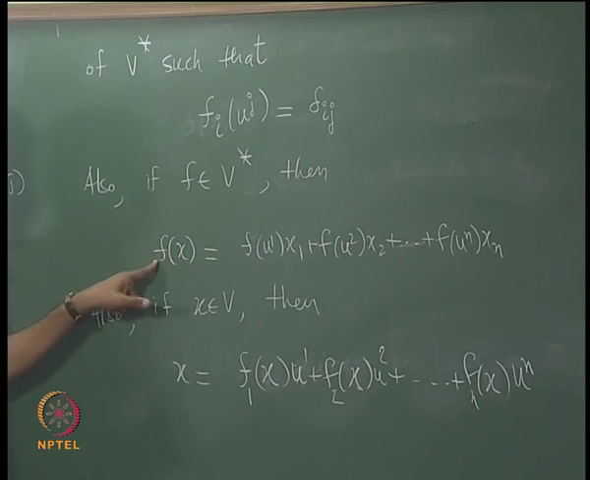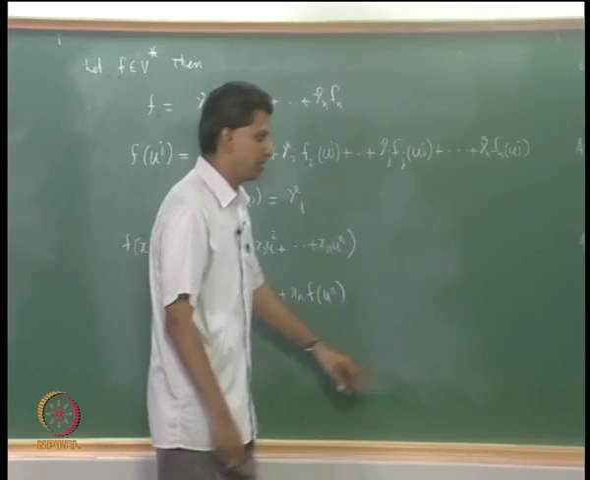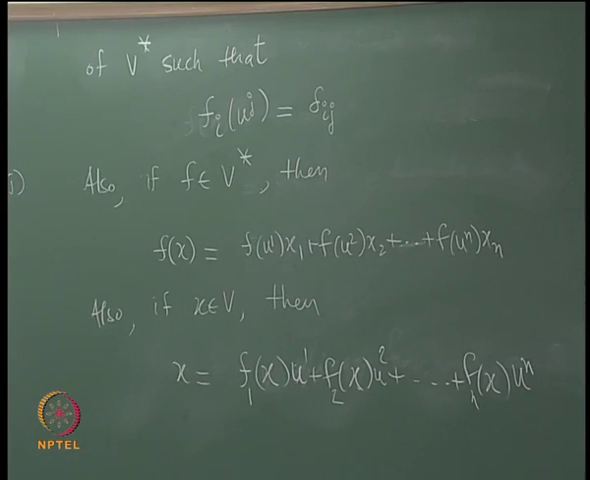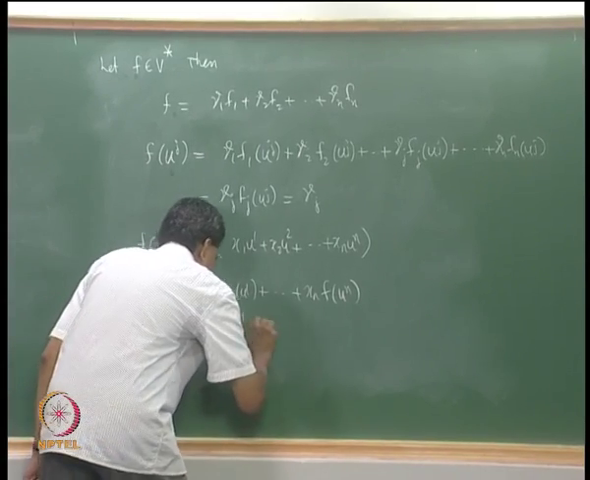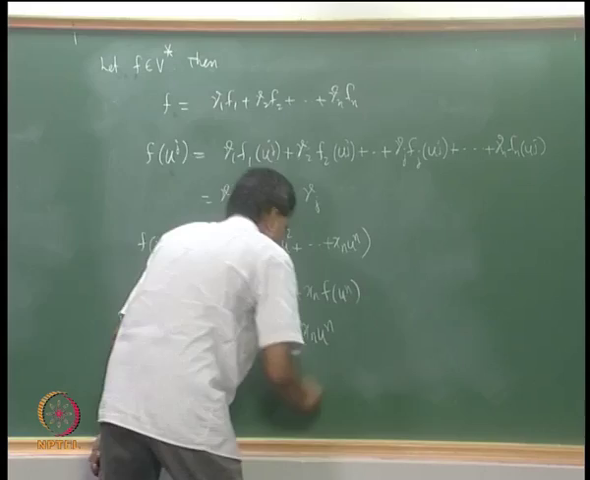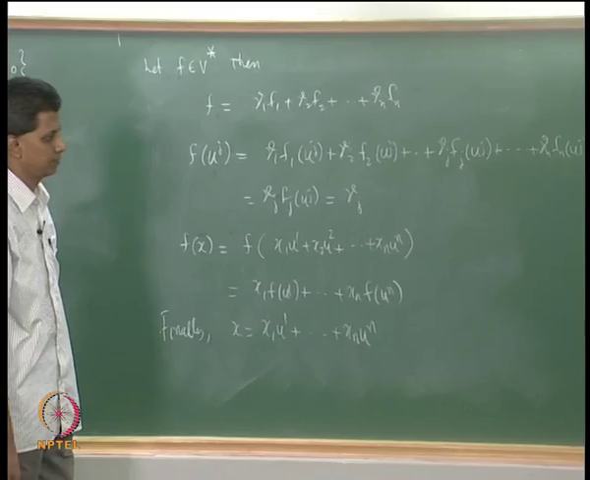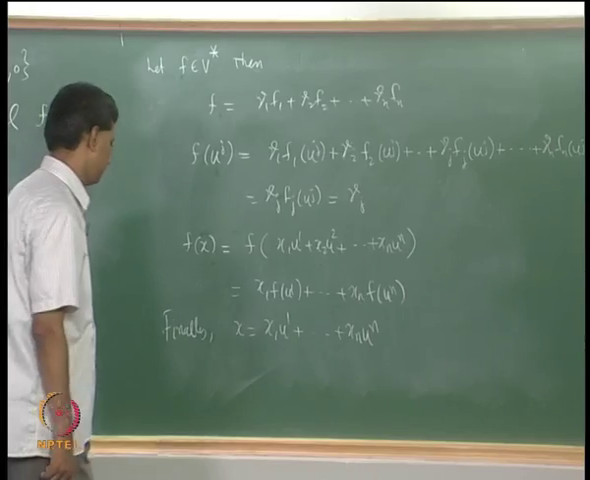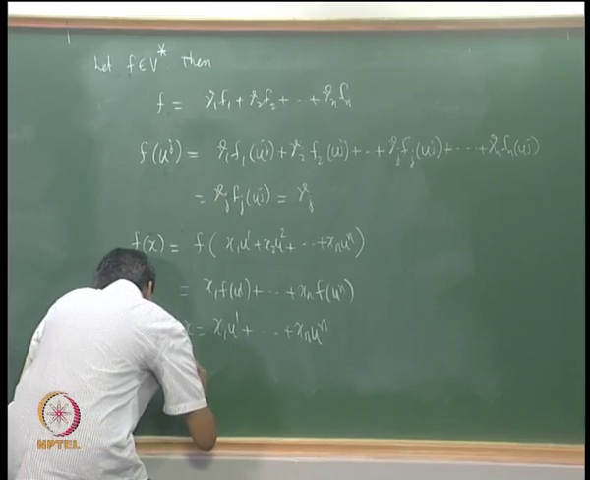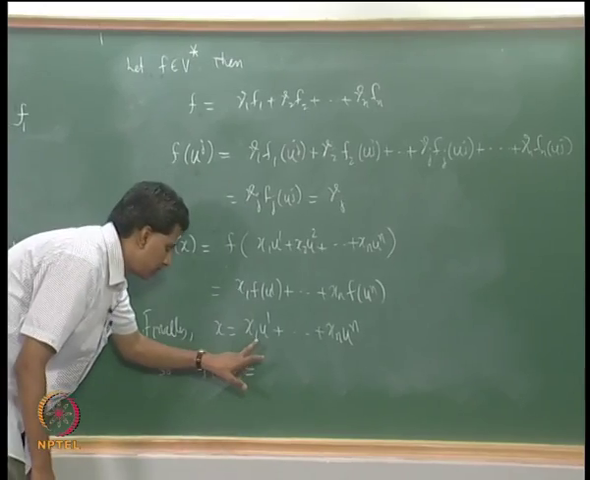That is, if I want to know the action of f, f is any linear functional, on x, then it is enough if I know the action of f on the basis vectors. What I must know, of course, is the representation of x in terms of u1, u2, etc., un. What are those coefficients? Okay, the last one, x has this representation. I will go back and look at this representation. Finally, x is x1 u1, etc., xn un, so that f is linear, f of x is x1 f of u1 plus x2 f of u2, etc.